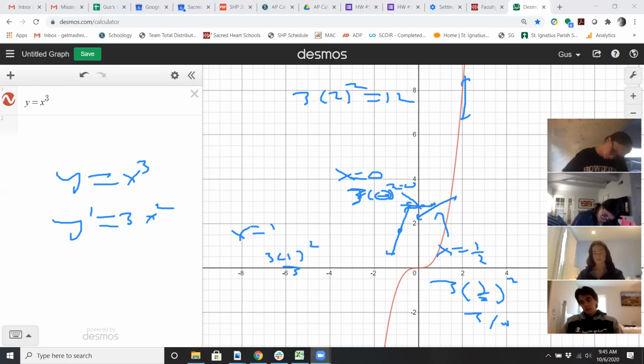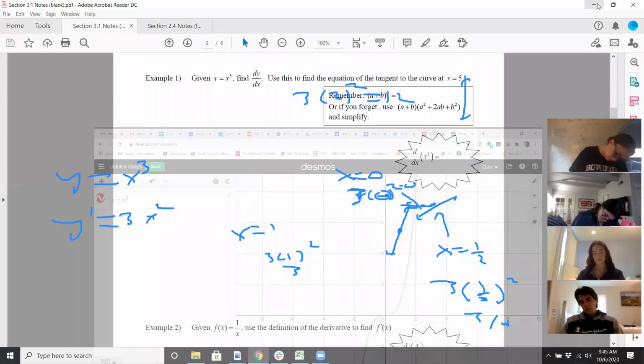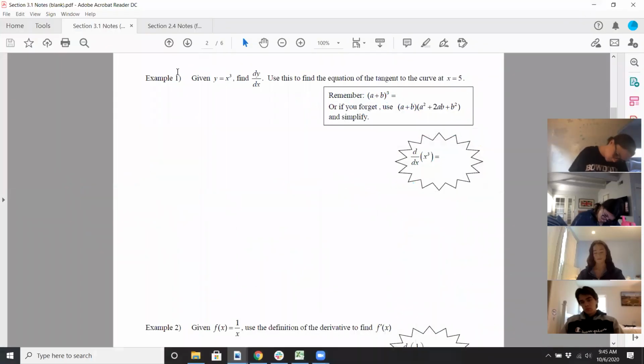Okay. Let me get my annotated feature away. Okay, let me clear the screen. Okay, let's look at example 2.